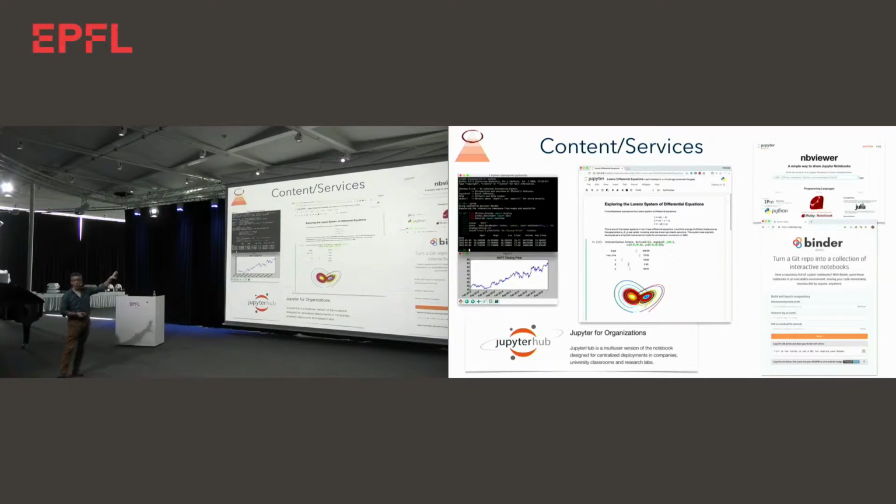The probably most well-known part of the Jupyter ecosystem is at the center. It's called the Jupyter Notebook. This idea of computational notebooks is not something that we invented in Jupyter. It's been around for a long time. Systems like Maple and Mathematica have had it for a long time.